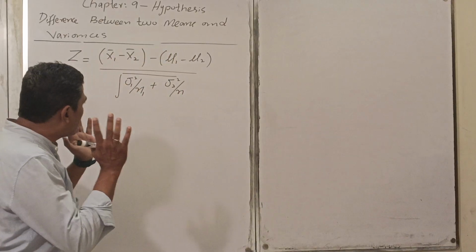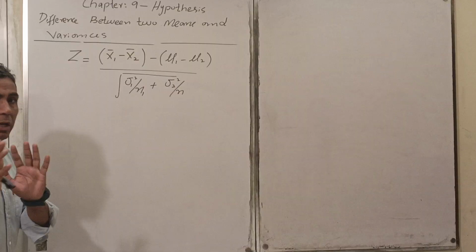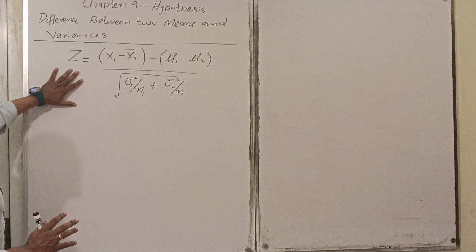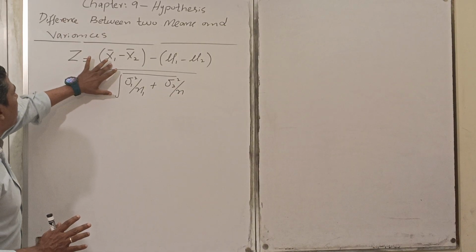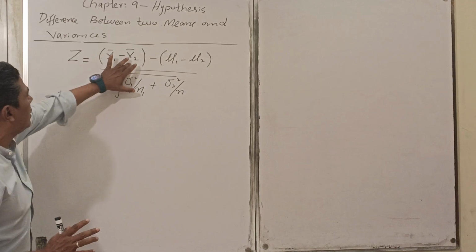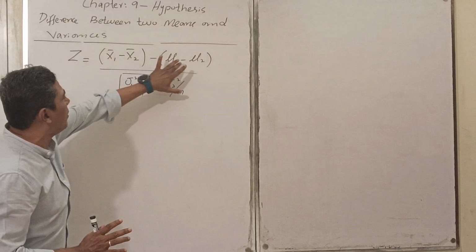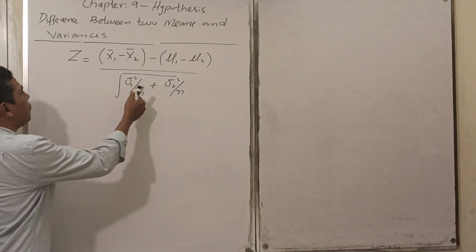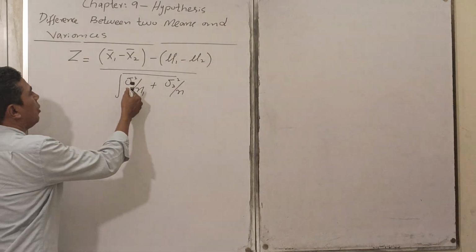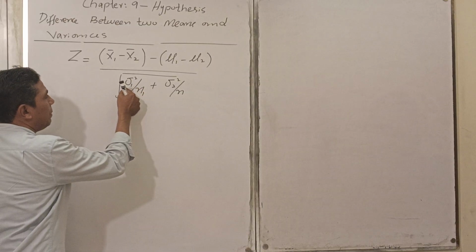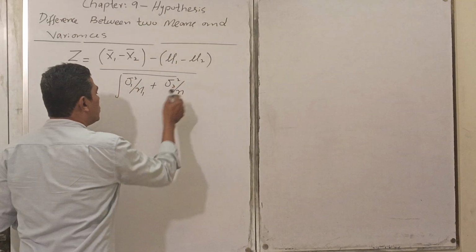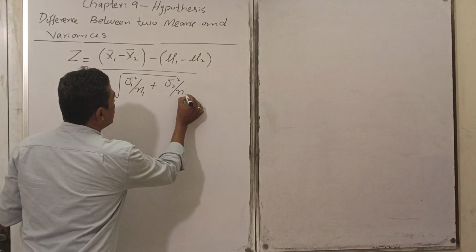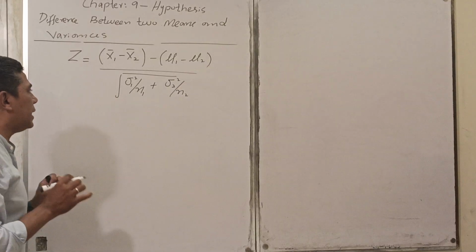Now, what is the formula that we will apply here? First of all, z equal to x1 bar minus x2 bar minus mu1 minus mu2, and similarly the variance of sample 1 and the variance of sample 2, and these are the two samples. And what is the objective here?